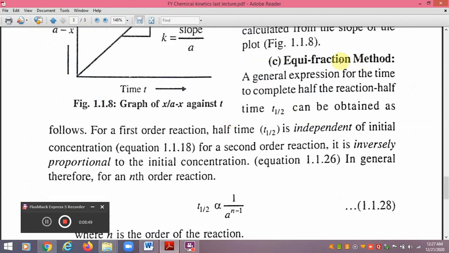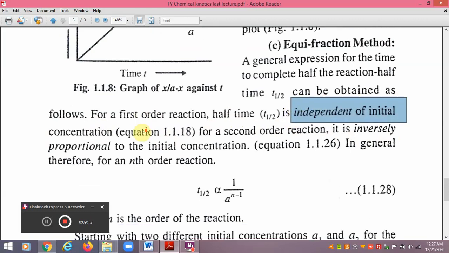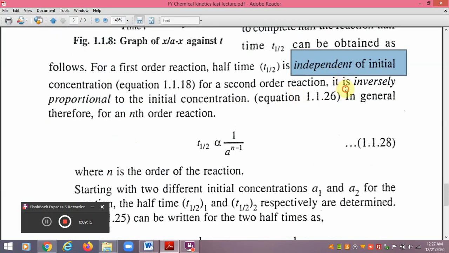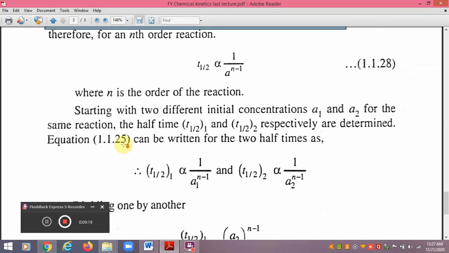In the next method, the half-life method, this is the general expression for the time to complete half of the reaction, the half-life period. For the first order reaction, the half-life is independent of initial concentration, and for the second order reaction, the half-life is inversely proportional to initial concentration. It's very important. I hope you will keep in mind that for the first order, the half-life period is independent of initial concentration, and for the second order reaction, the half-life period is inversely proportional to initial concentration.